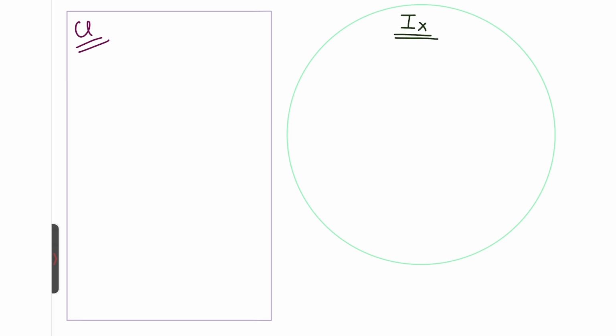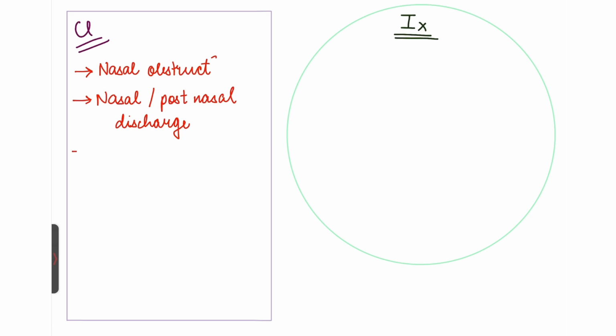Due to the mucosal edema, which we saw in the pathophysiology, the patient will present with nasal obstruction. Also, he will present with nasal discharge or postnasal discharge. Due to nasal discharge and obstruction, hyposmia will occur. Hyposmia is reduced sense of smell. Facial pain may occur.